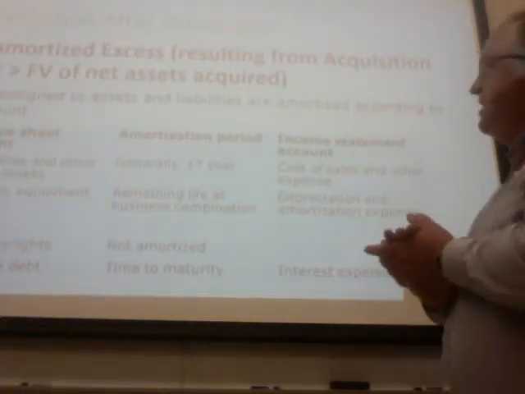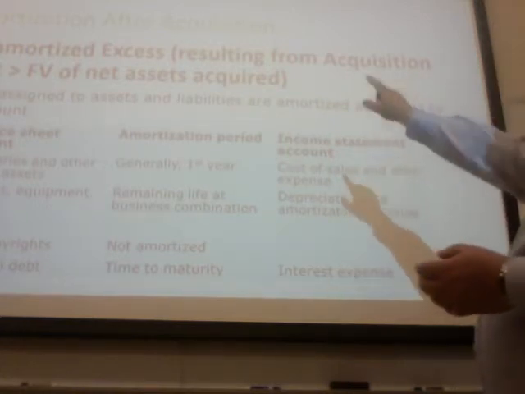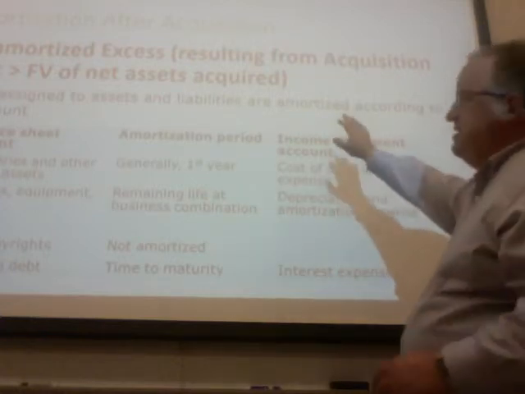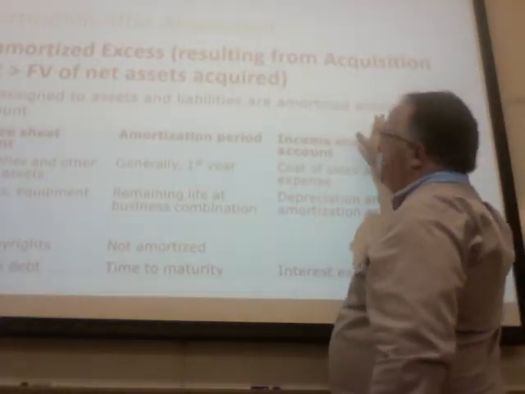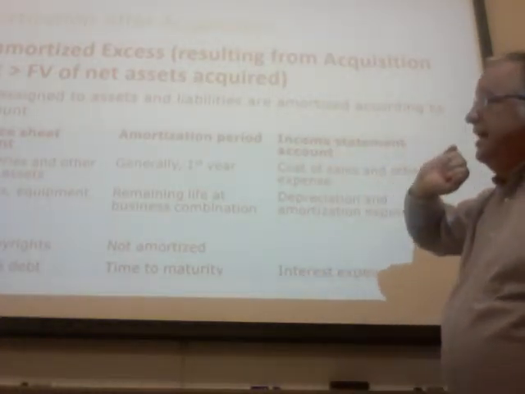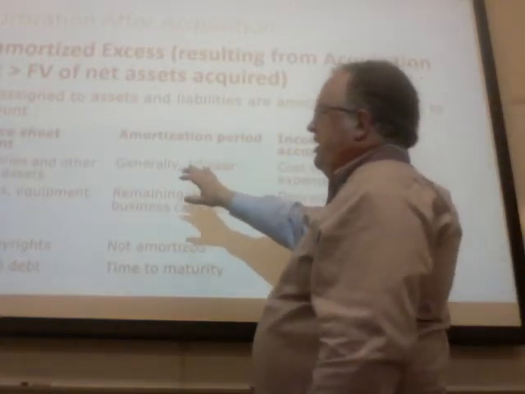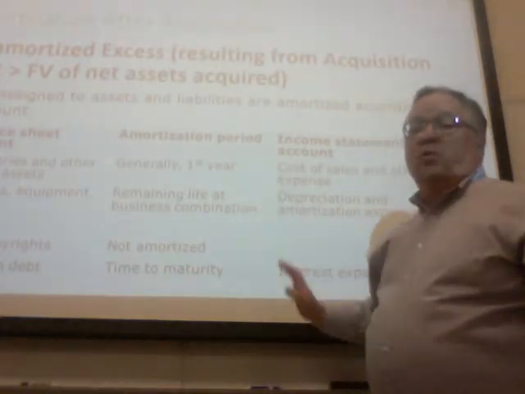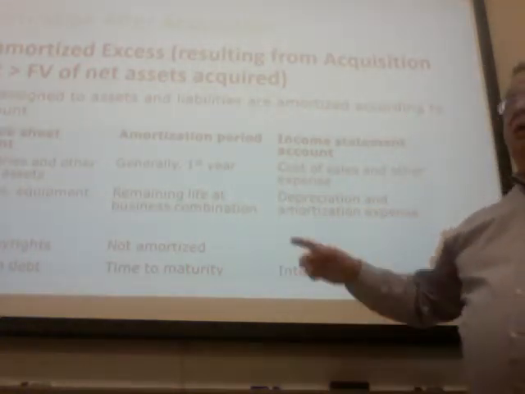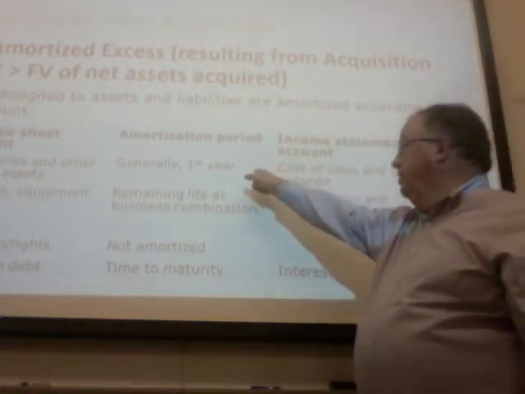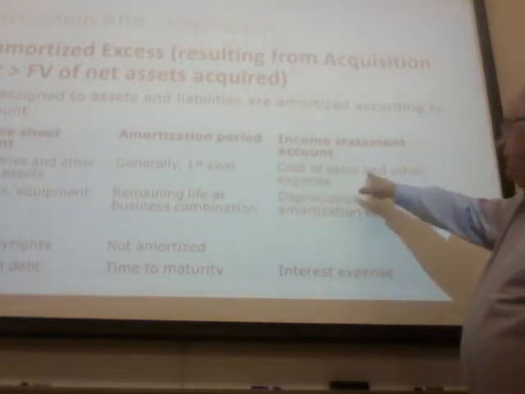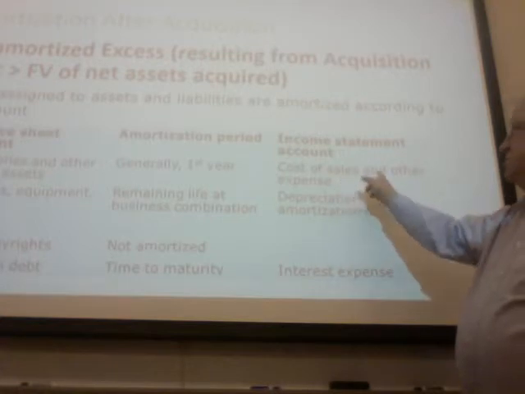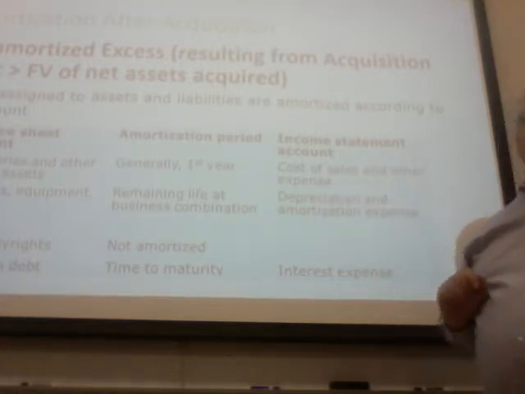So the unamortized excess, which results from our acquisition cost being greater than the fair value of net assets acquired, the excess is assigned to assets and liabilities and amortized according to the account. So these are our balance sheet accounts. We've already talked about inventories and other current assets. Generally, we're going to amortize those. Those are going to be adjusted through consolidated income in the first year. Inventories are going to go to cost of sales, and the differences in other current assets we'll just put in other expenses.